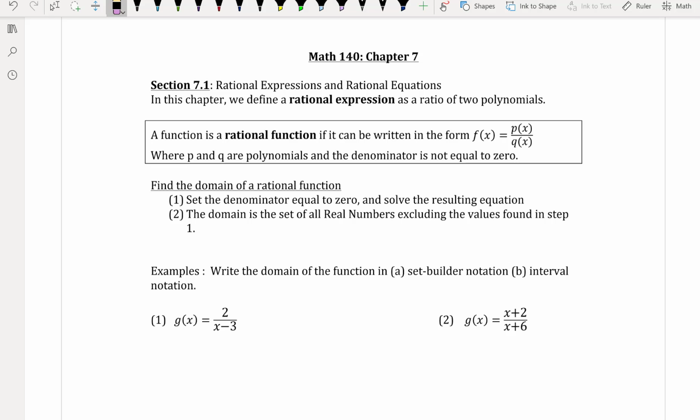So Section 7.1 is all about rational expressions and rational equations. We define a rational expression to be a ratio of two polynomials, or better yet, it's just a fancy way of saying it's a fraction of polynomials, okay? The most important thing that we need to know about a rational function is that the denominator cannot be equal to 0, okay? That is going to be huge here.